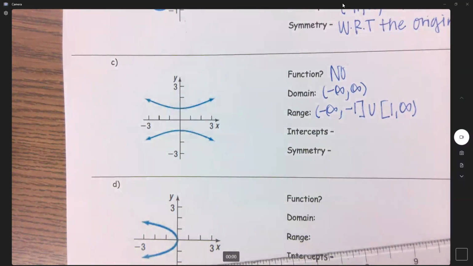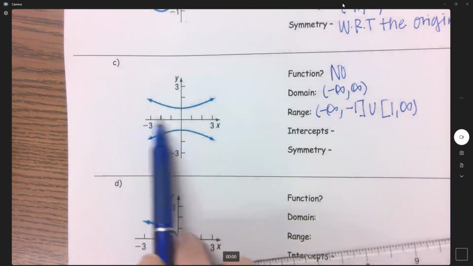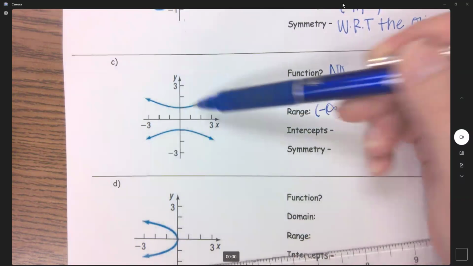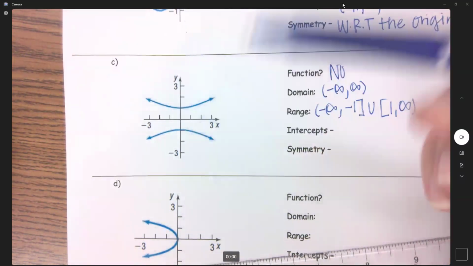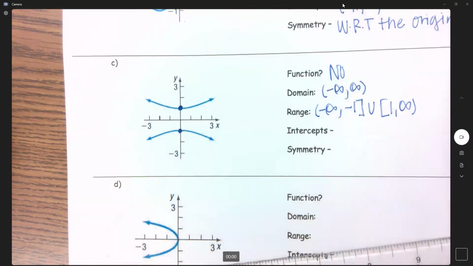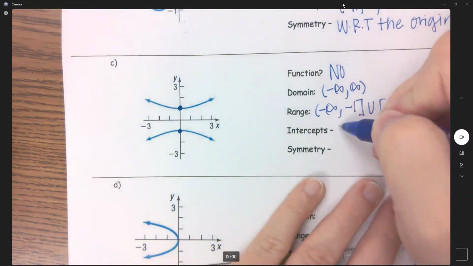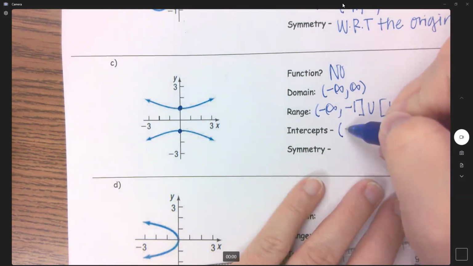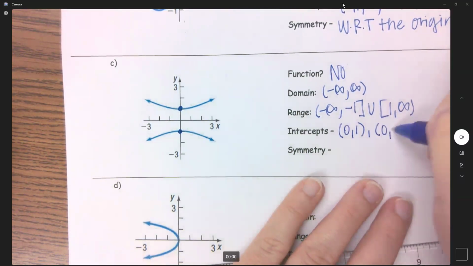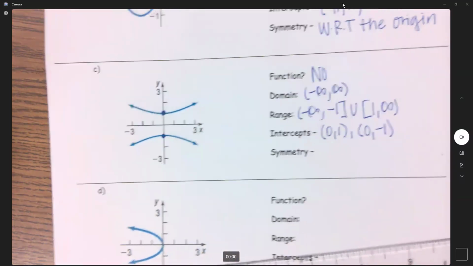Now, intercepts. Does it cross this x-axis? Nope. So I don't have any x-intercepts. But how about on this y-axis? Does it cross? Yes. It crosses here and here on the y-axis. So what would that be at? (0, 1) and (0, -1).